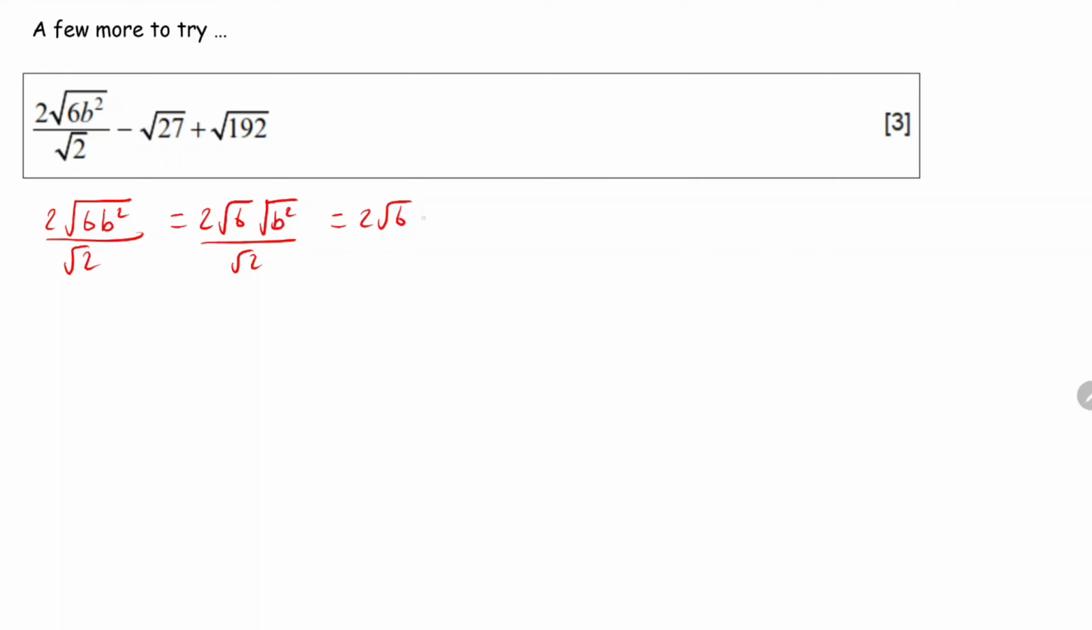b squared square rooted just gives us b. So we've got 2 times root 6 times b over root 2. Next step is, we might want to write that as 2b root 6. Write the letter at the front of root 2. And then what we might want to do is times the top and bottom by root 2 to rationalize that denominator.